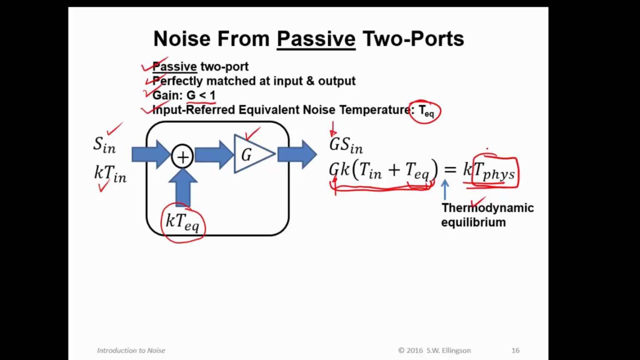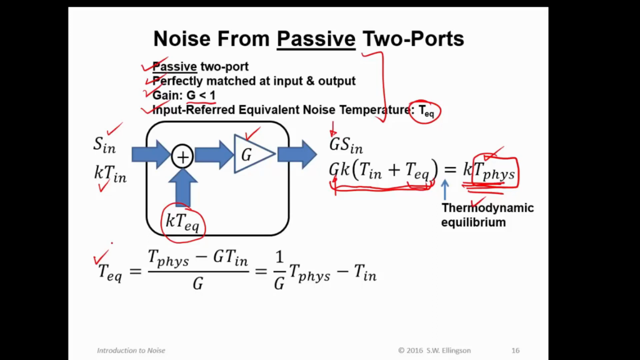The idea is simply that if everything here is in thermodynamic equilibrium, in particular if it's all at the same temperature, then I know that the noise that must end up delivered to the output is K times the physical temperature, given the assumptions I've made here. And that tells us how to compute now what's going on for this passive two-port.